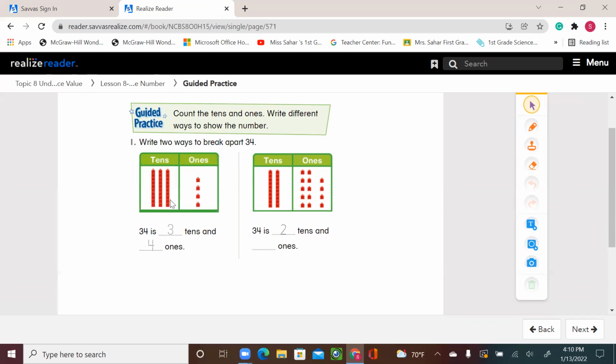We're going to take 1 ten from the tens and break it into ones. So now I'm going to have 2 tens and 10 ones plus 4. Let's count the ones. 1, 2, 3, 4, 5, 6, 7, 8, 9, 10, 11, 12, 13, 14. So another way to make 34 is to have 3 tens and 4 ones, or 2 tens and 14 ones.